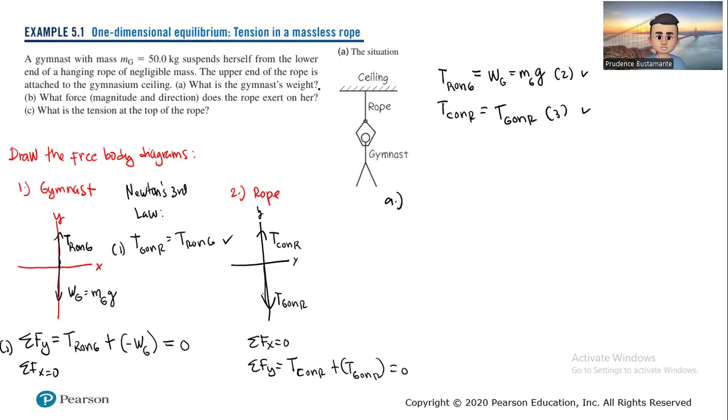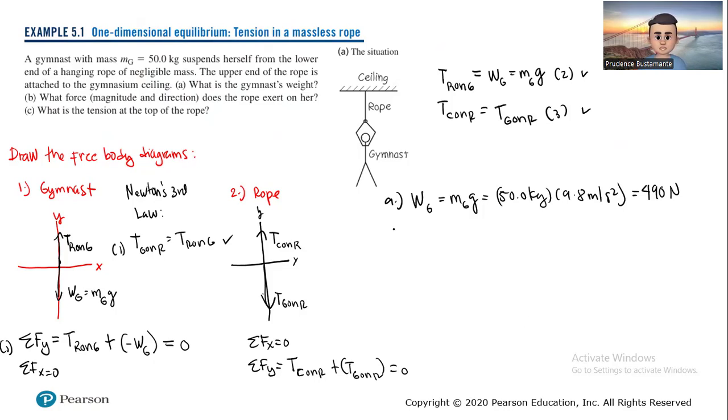What is the gymnast's weight? Okay, the weight of the gymnast is just equal to the mass of the gymnast times g, which is equal to 50 kilograms times 9.8 meters per second squared. This is actually 490 Newtons.